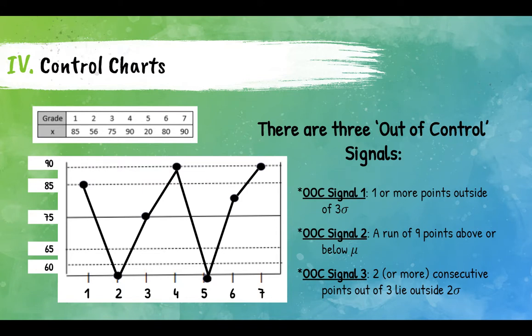In this case, the only one that's going to affect us is out-of-control signal number 1. We do have 2 points outside of 3 standard deviations below the mean, and that one is at 56 and at 20. So that means this data set is out of control. It is not statistically in control.